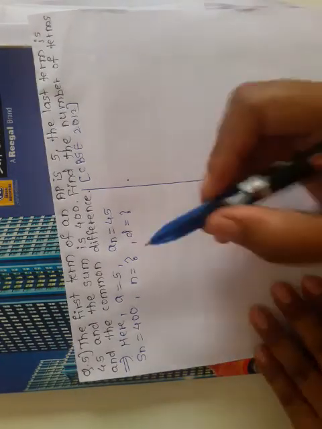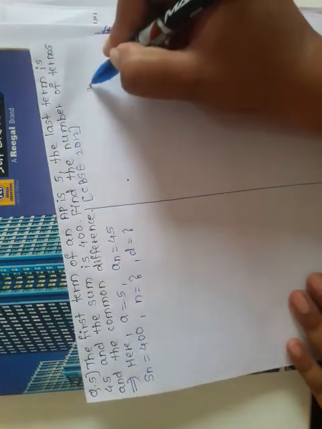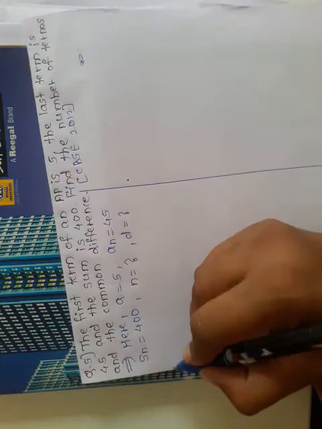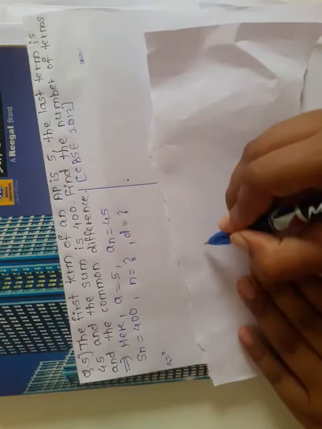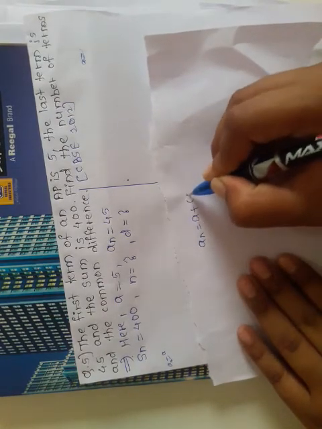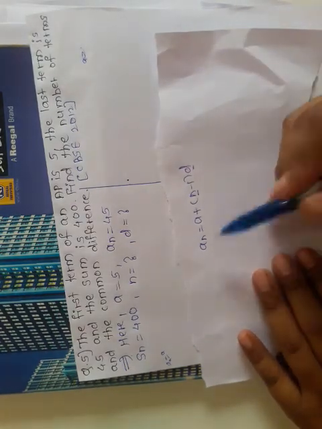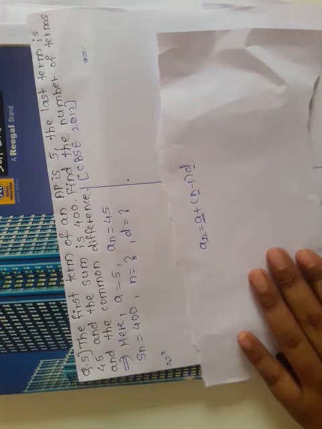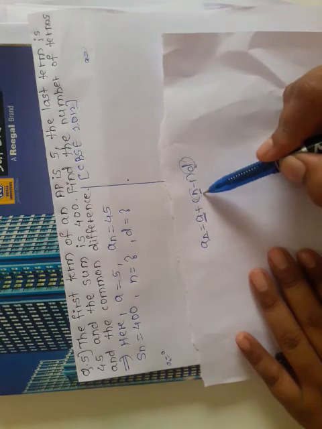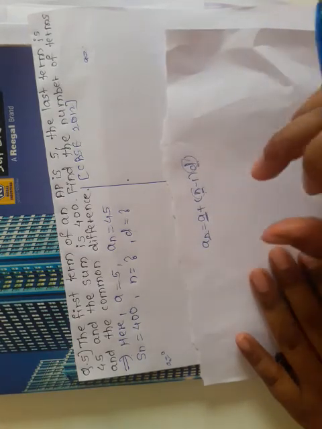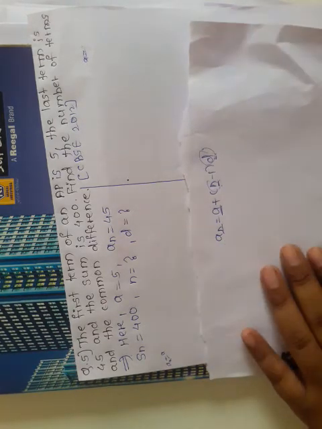But see here, n and d are not given to us. If we use the formula an is equal to a plus n minus 1 into d, we need n or d. an is given, a is given, but to find n we need d, and to find d we need n. Both are not given, so we cannot use this formula to find the value of n or d.